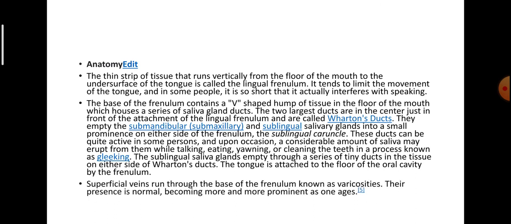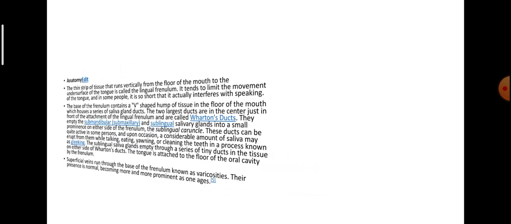Superficial veins run through the base of the frenulum and they are known as varicosities. Their presence is normal, becoming more and more prominent as one ages.